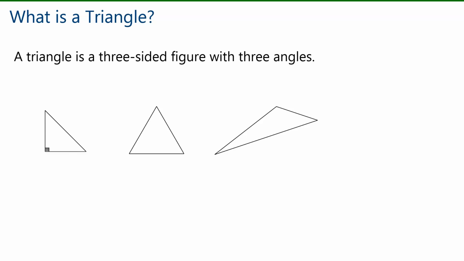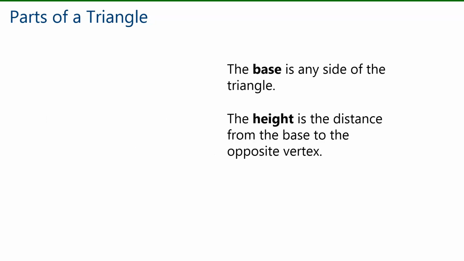Now let's look at the different parts of a triangle. The base is any side of a triangle. So I can label the bottom to be the base, or this side, even this side. You can label any side as the base.